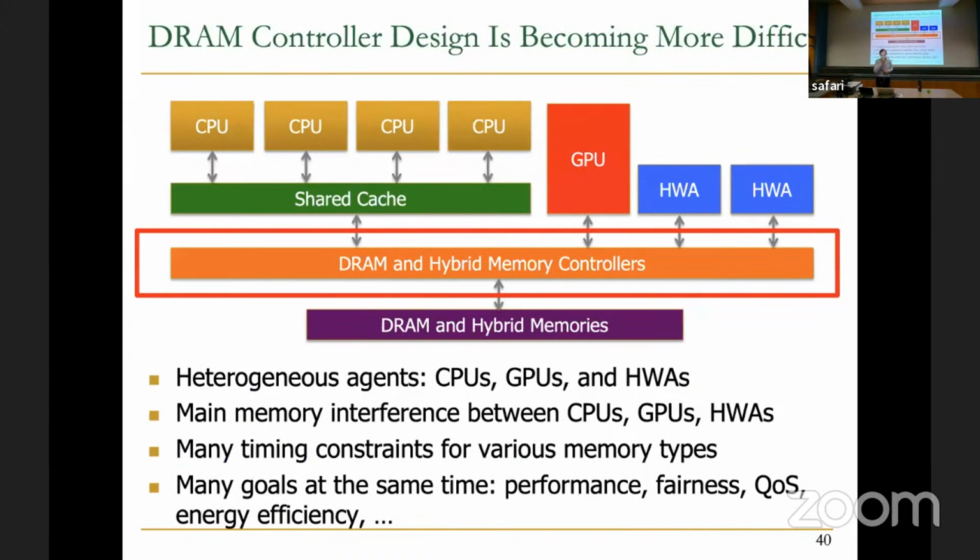So basically, DRAM controller design is already difficult. It's also becoming even more difficult if you look at the system-level picture, right? You have lots of different requesters as well today. It's not just a single CPU; it's many CPUs, perhaps running different applications, and clearly GPUs, hardware accelerators, and you can keep adding stuff. What this doesn't include is the DMA engines, for example, which we should really update to include also. So yeah, basically many agents and many timing constraints and many goals at the same time.